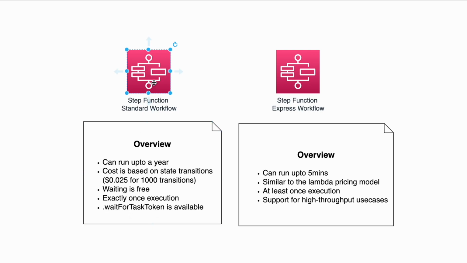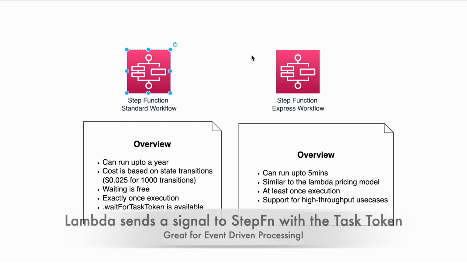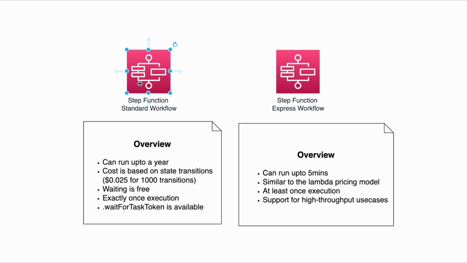There, the Step Functions workflow will include a task token in the message that it enqueues into the SQS queue. Once the Lambda processes it, Lambda will use the task token to send a signal to the Step Functions standard workflow: okay, I'm done, whether it's successful or not. Then you can handle that success or failure accordingly by transitioning to the next step. Okay, that's the Step Functions standard workflow.